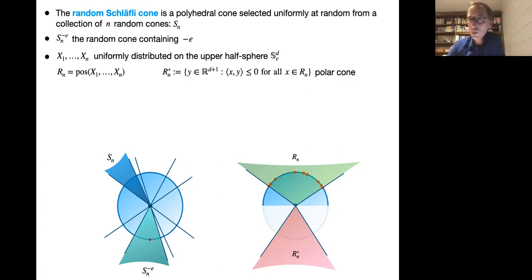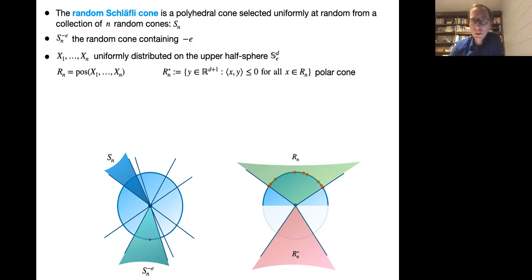But there are more random cones we can look at. Namely, you can look at the random cone containing the south pole of the sphere. So here's the south pole of the sphere, and here's the random cone that contains the south pole. Let us call this the south pole cone, and this is denoted by Sn minus E. Okay, this is this green cone that you see here.